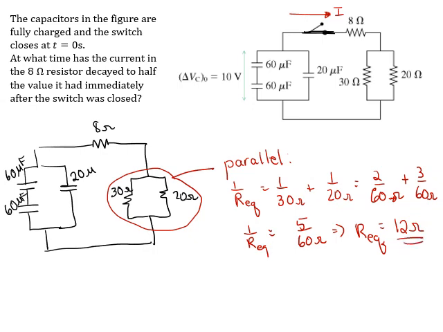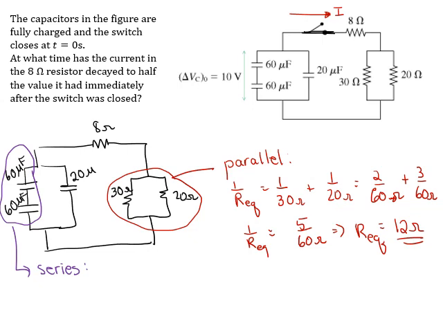Okay, what other connection can we catch? Well, the two 60 microfarad capacitors, they're in series. I'm going to feed 2 birds with 1 scone here and do a couple of calculations in the one circuit, and then I'll simplify again in the next step.